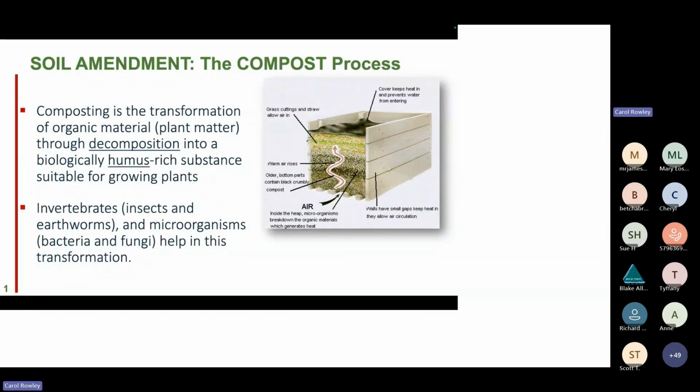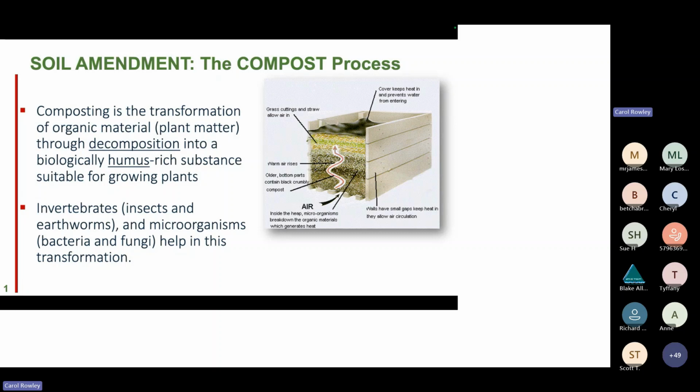Composting is taking organic material or plant matter. This is leaves, small twigs, plants that are spent, like perennials that have spent for the winter and their leaves and stems are done growing, and annual plants that you're not going to keep in the ground because they're annuals, and you put them in a pile and you wait for them to decompose.